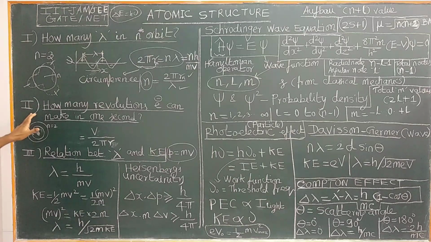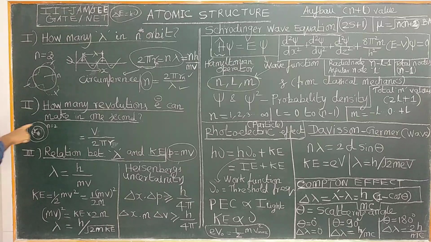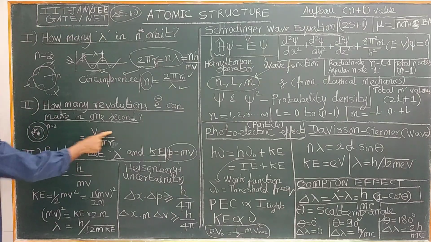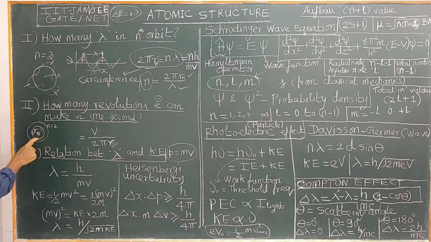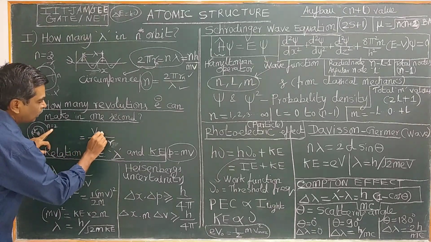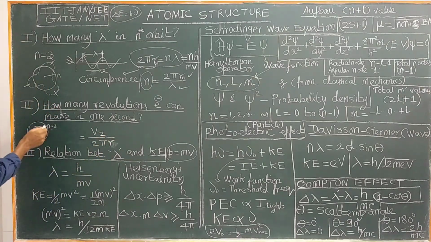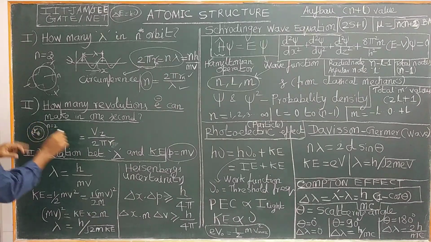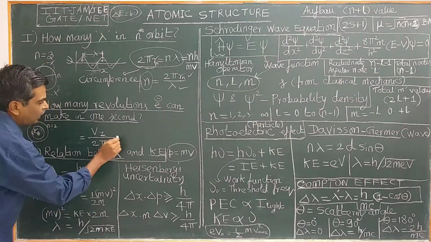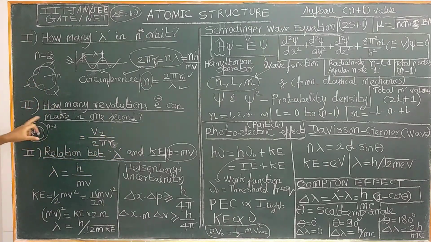Okay, now let us come to the second part. How many revolutions can an electron make in 1 second? The distance traveled in 1 second is divided by 2 pi r. For example, for n equal to 2, the velocity of the electron in orbit 2 is divided by 2 pi r, where 2 pi r is the circumference of the n equal to 2 orbit. So we can calculate how many revolutions it can make: the distance traveled per second divided by the circumference of the particular nth orbit.